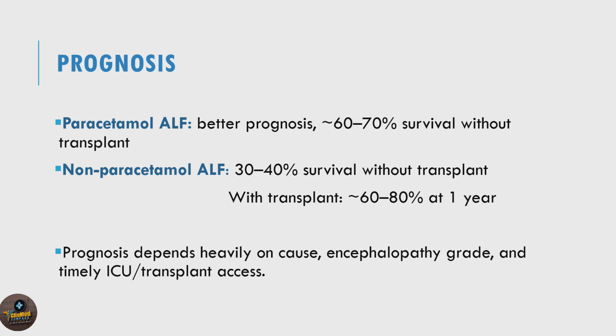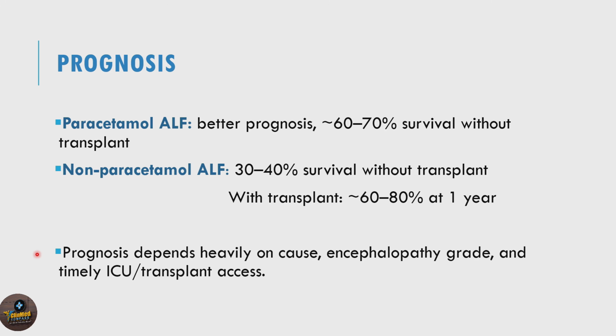The prognosis of acute liver failure depends on etiology and timely intervention. For paracetamol-induced acute liver failure, they have a relatively better outlook. 60 to 70% survive without transplantation. For non-paracetamol acute liver failure, they carry a poorer prognosis. 30 to 40% survive without transplant. However, with transplantation, survival improves to 60 to 80% at 1 year.